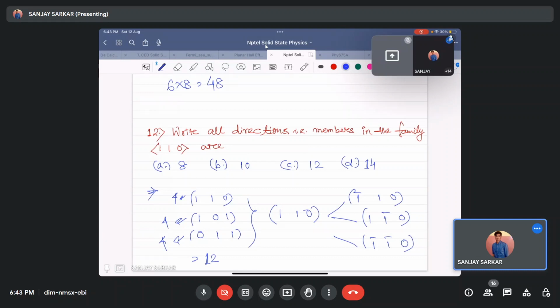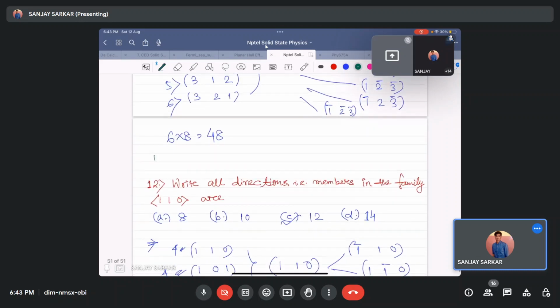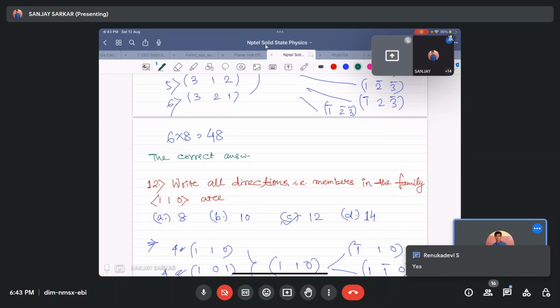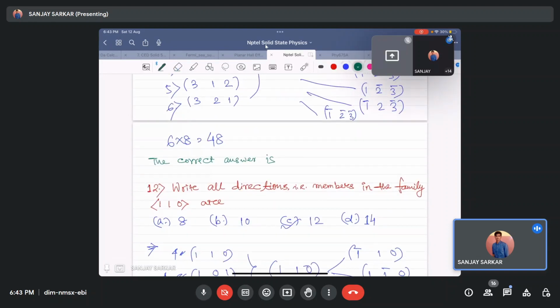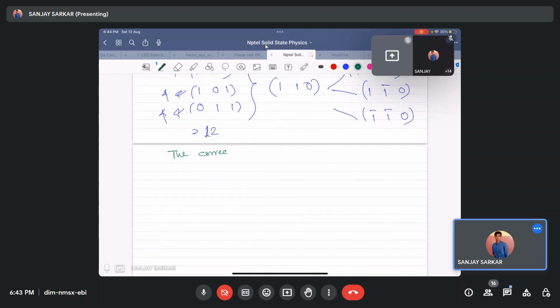Have you understood? So for this question the correct answer is 12. So the previous correct answer is 48, and here the correct answer is 12. Okay, so I am writing in terms of options. So the previous is option D, and here the correct answer is option C. 12 is option C.